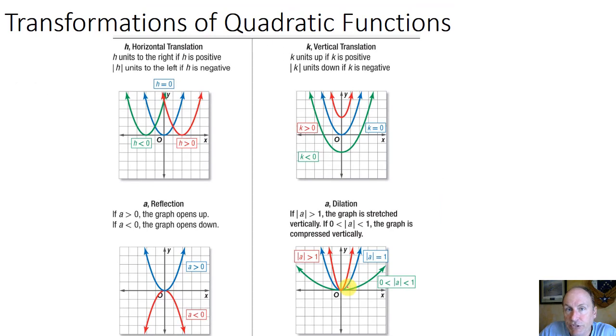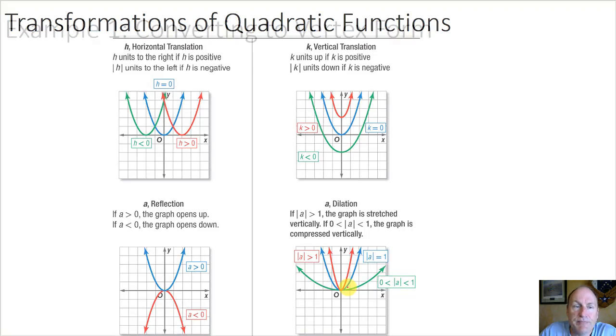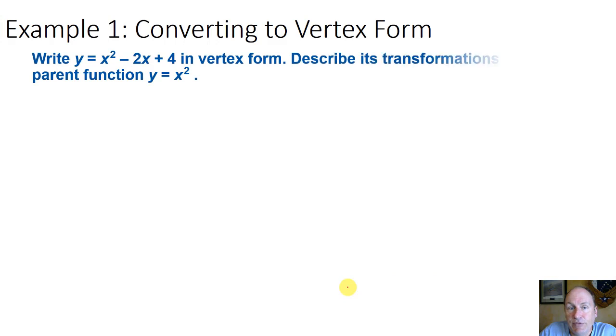So that's what transformations of quadratic functions do. It's very, very similar to the other transformations we talked about with parent functions. You can look at that in a previous screencast. So let's look at an example of converting something to vertex form from standard form and then describing what that means and how the function looks as compared to the parent function y equals x squared. So we're going to take this function y equals x squared minus 2x plus 4 and convert it to vertex form.